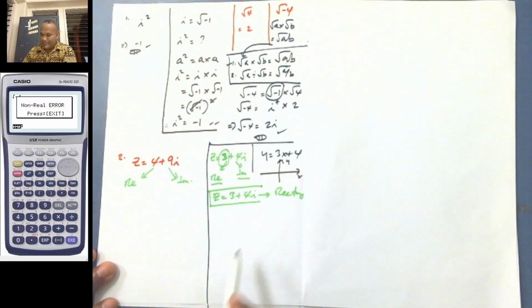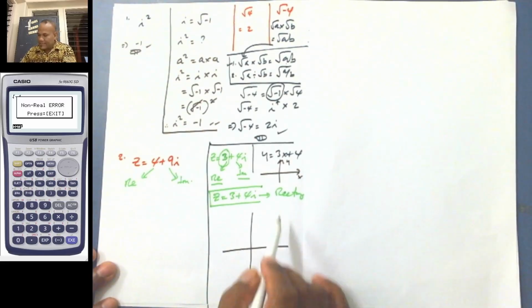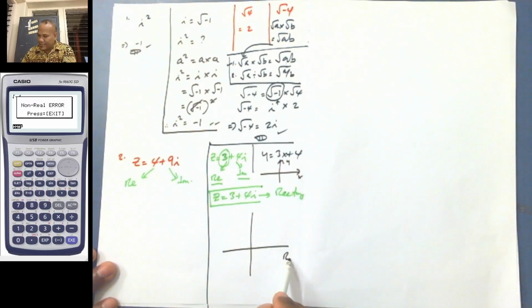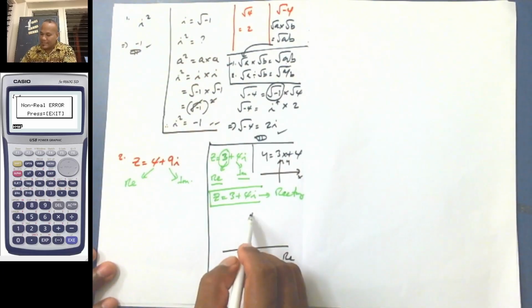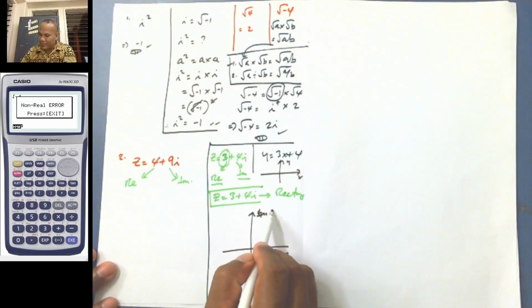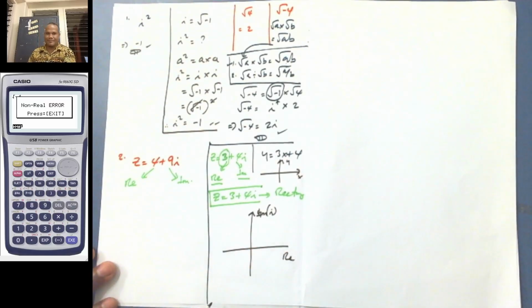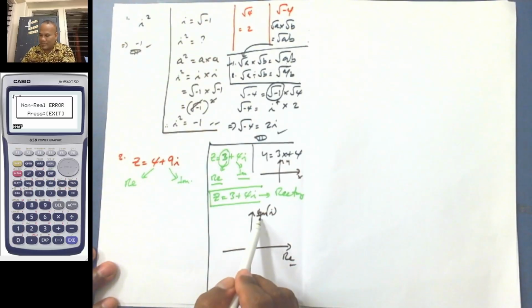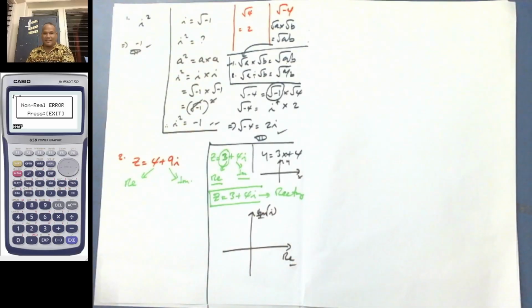For a complex number, instead of x, we say a real value, and instead of y, we say this is our imaginary value, where the i is. So instead of our x-axis, we say real value, and instead of our y-axis, we say that's our imaginary value. Okay, so let's try and sketch this function.